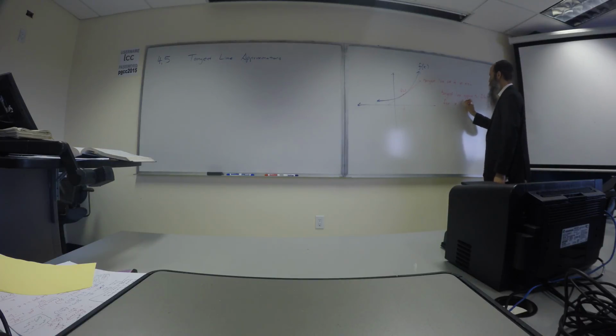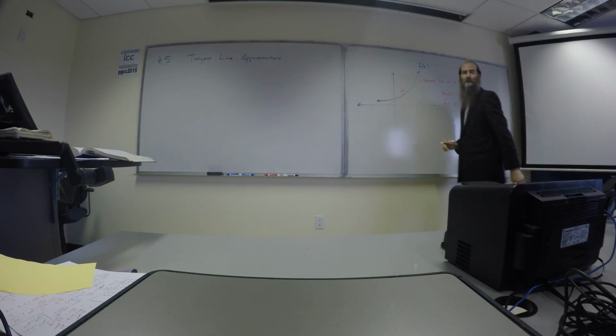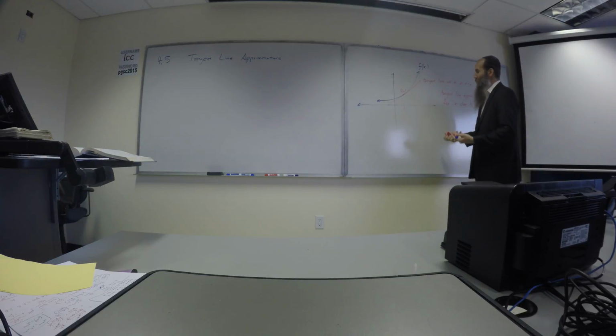x values close, so that's kind of arbitrary, close to a. Okay? So it's only good for some little window around a, right? So let's construct the tangent line from what we have so far. The tangent line would be what?